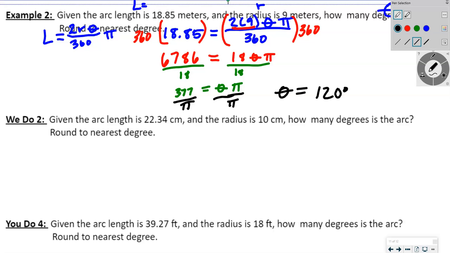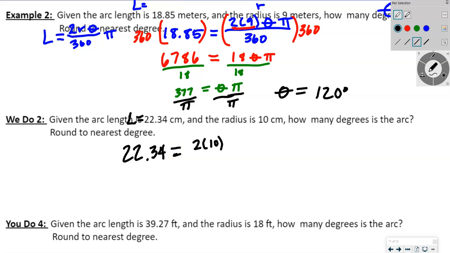All right, we're going to do another one together, and then you guys are going to do one, okay? So here again, our length is that. So we're going to do 22.34 is equal to 2 times pi times our 10 times our theta over 360. So once again, how do we get rid of the 360? We multiply, right? So we're going to multiply both sides by our 360.